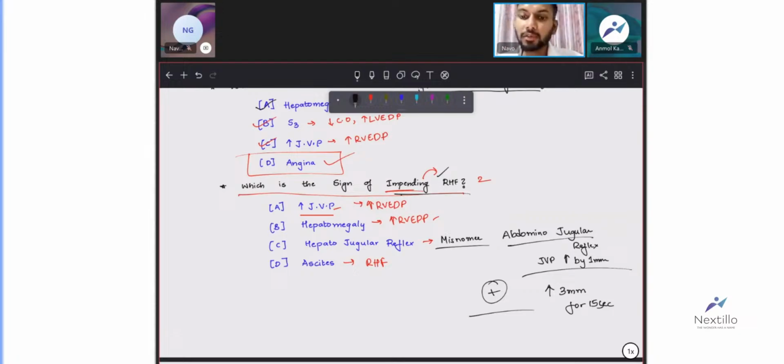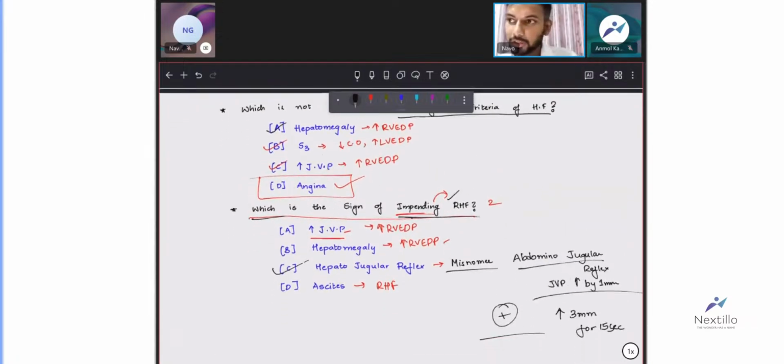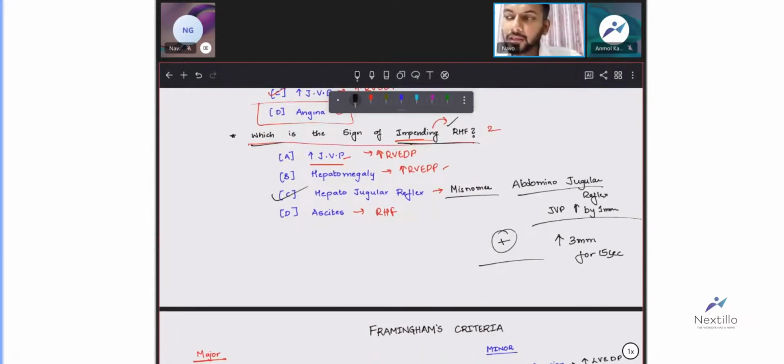If it becomes positive, then the patient will go into right heart failure soon. That is the meaning of this. Which is the sign of impending right heart failure? It is hepatojugular reflex. Please try to remember this. This is an important question. Did you guys understand? Comment and let me know.